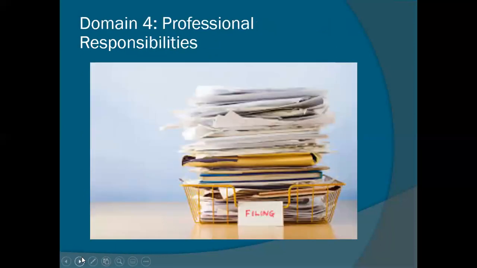And the last domain is domain 4, which is evidence of professional responsibilities. This is going to be your portfolio.